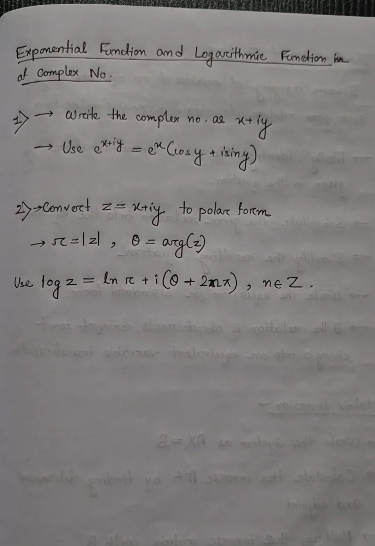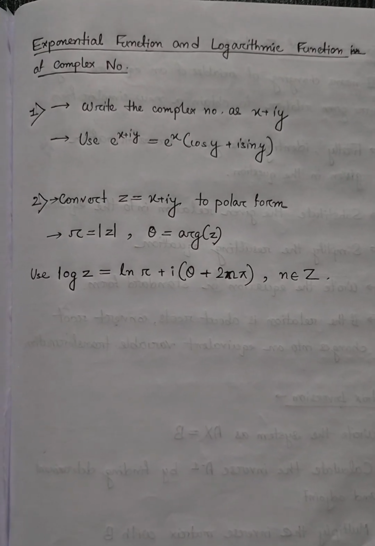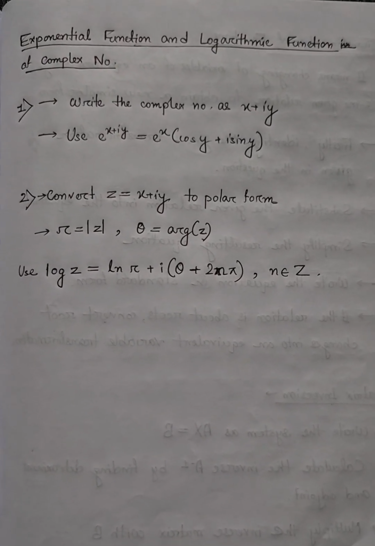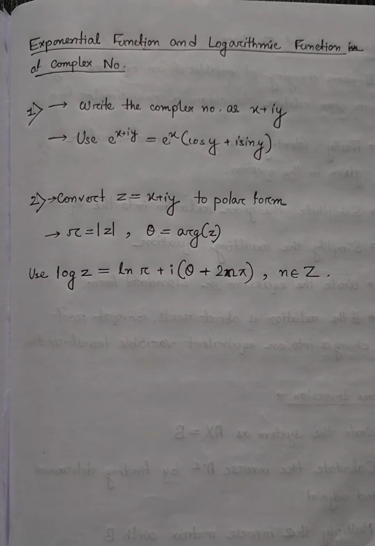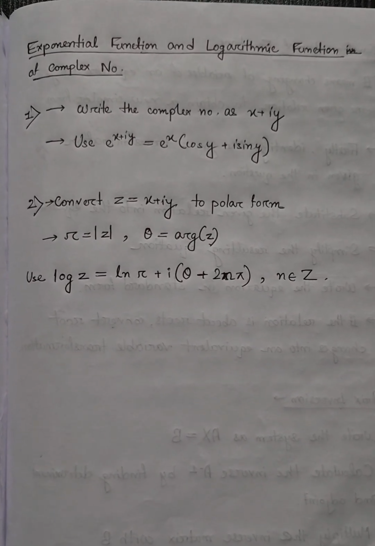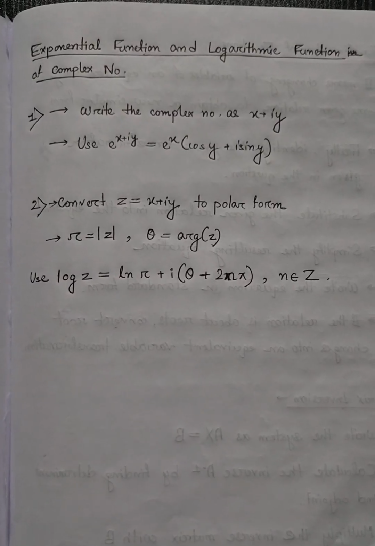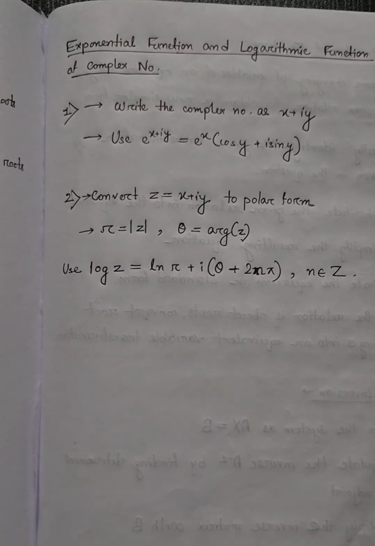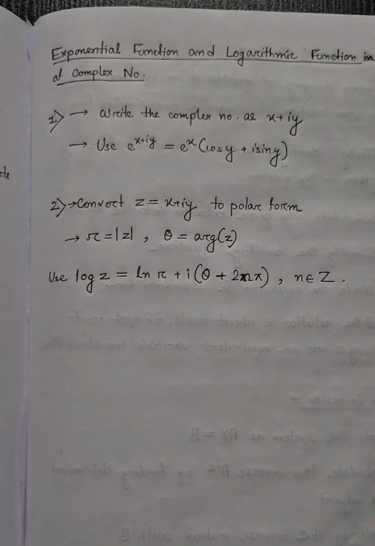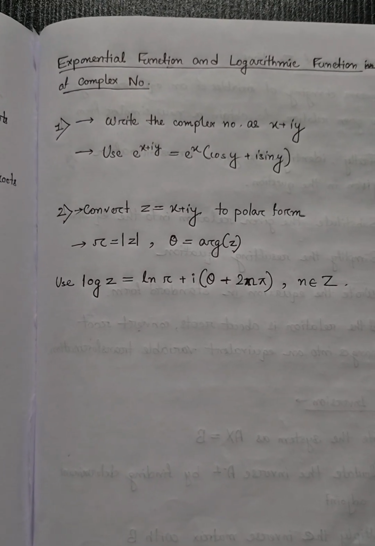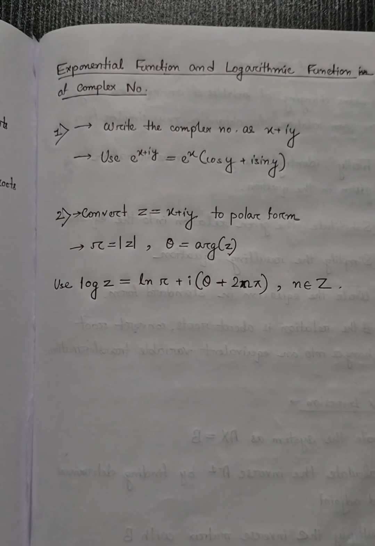Now we will see the exponential function and logarithm function of a complex number. In case of exponential function, we have to first write the complex number as x plus iy. Then we have to use e to the power (x plus iy) is equal to e to the power x into (cos y plus i sin y). In case of logarithmic function, we have to first convert z equal to x plus iy to polar form. Then we have to find r, the modulus of z, and theta, which is equal to the argument of z. Then we have to use log z equal to ln r plus i into (theta plus 2n pi), where n belongs to Z, which is an integer.